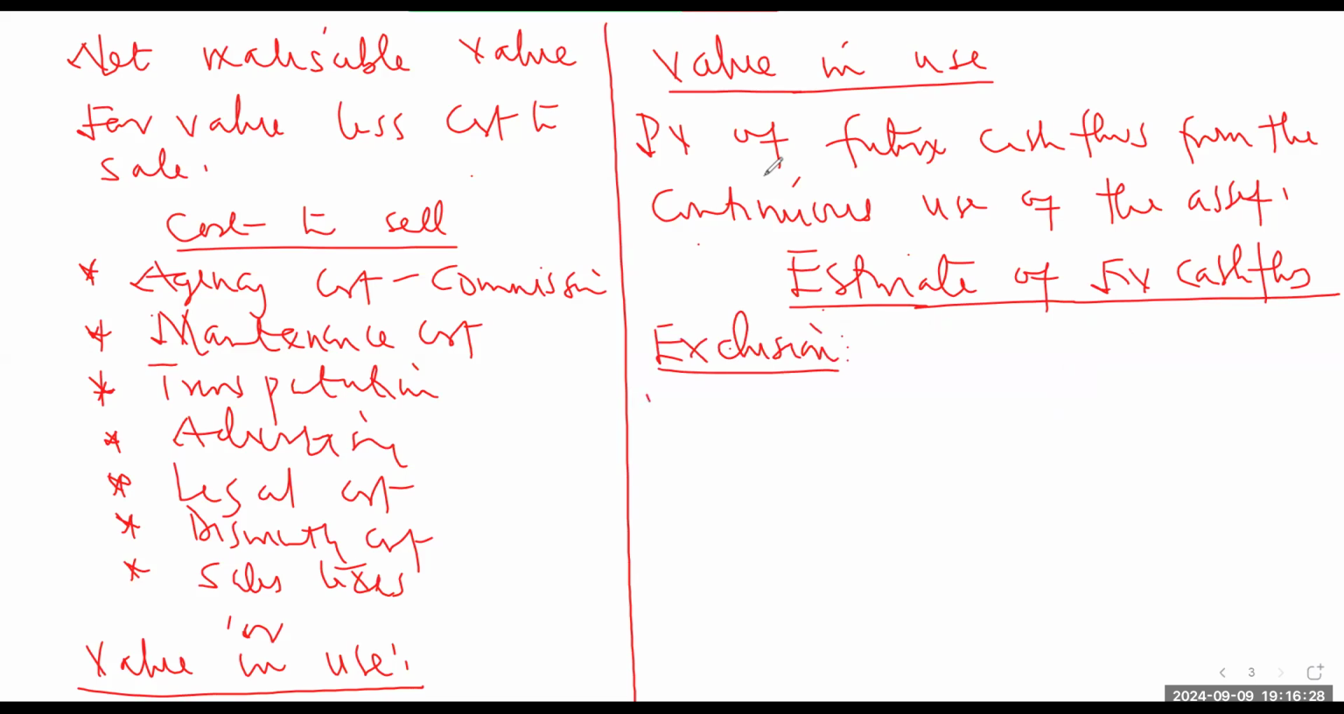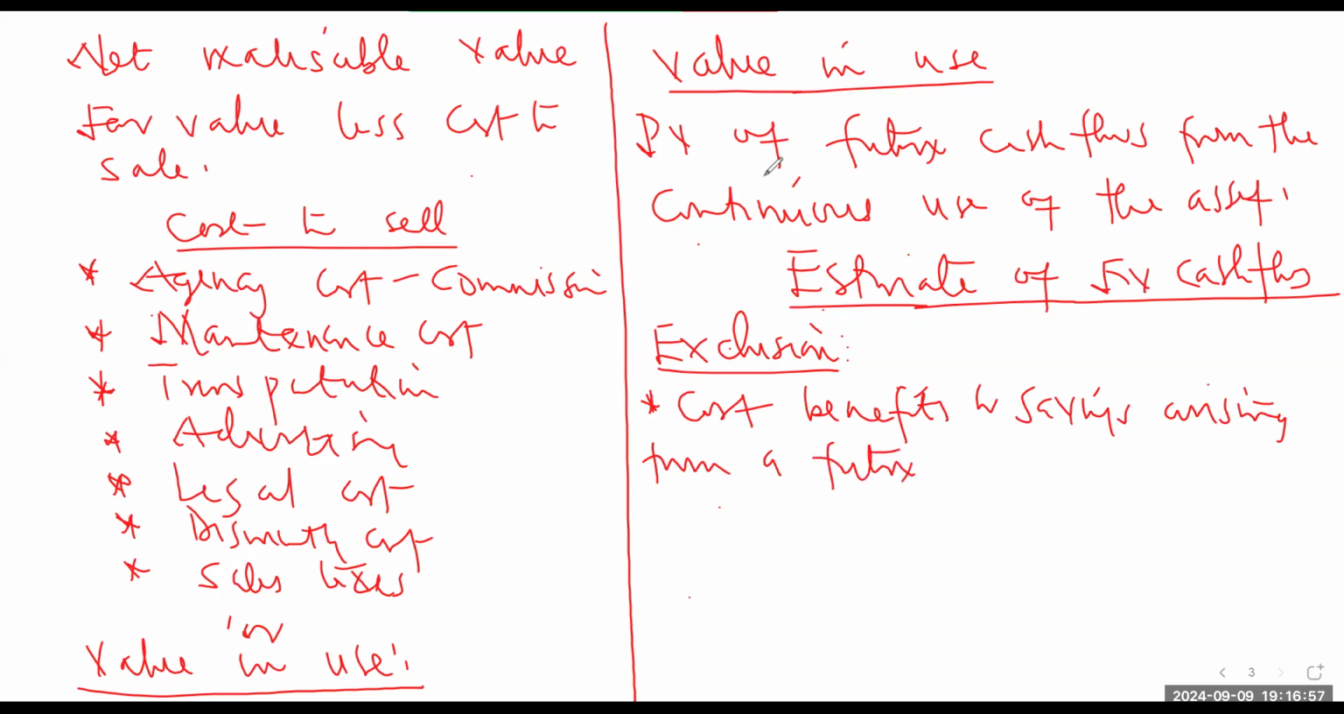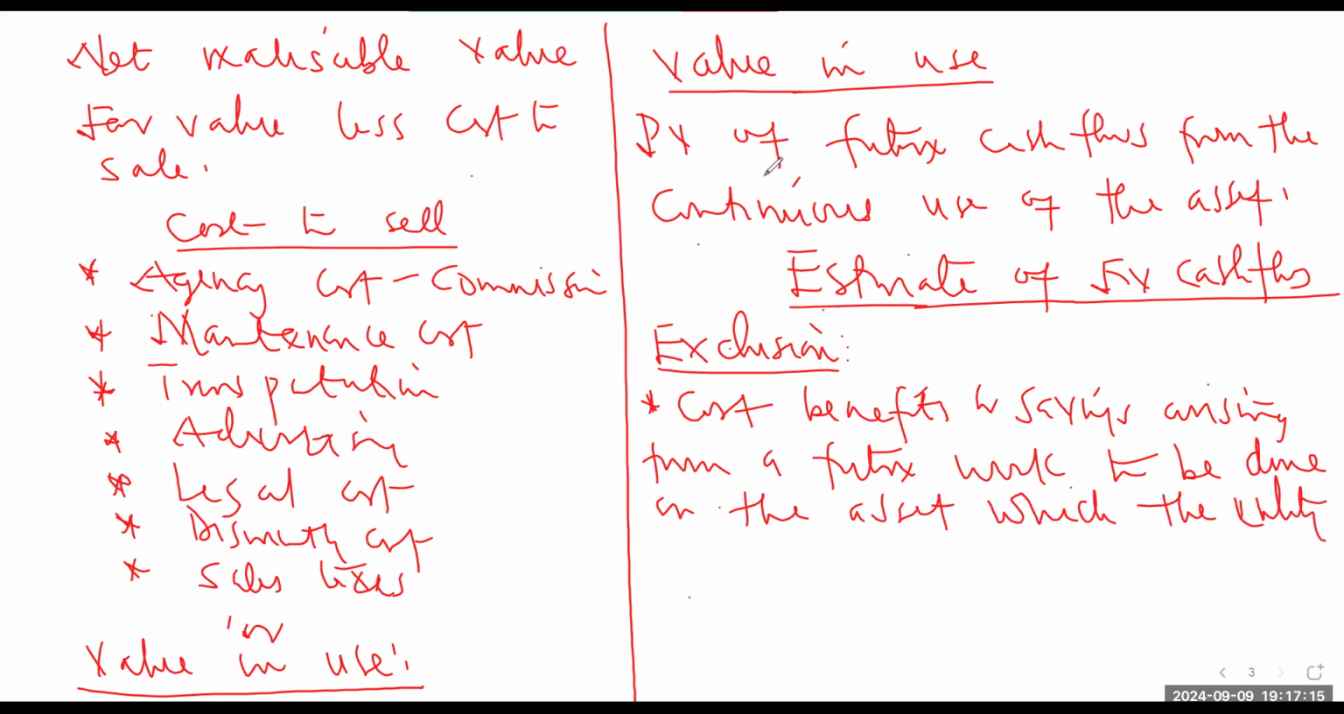Okay, it should exclude any cost, benefit, or savings arising from a future maintenance or future work to be done on the assets, which the entity is not committed to.